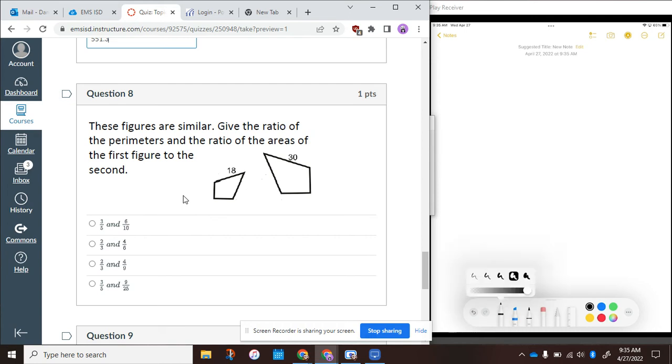If we set up our ratio, we can see the corresponding sides that are labeled 18 and 30. Our proportion is 18 to 30. That same ratio is going to hold for all of the sides, even if we don't specifically know what the lengths are. You can type that into the calculator, or you can just reduce that fraction down by hand. It's not that crazy of a fraction to reduce.